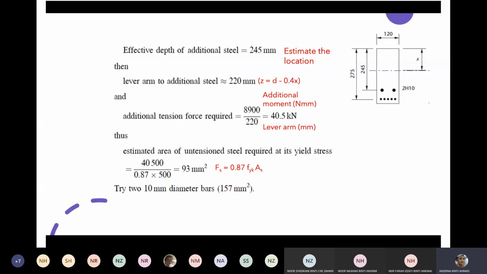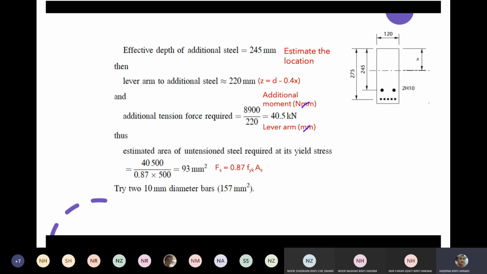Then the additional tension force required can be calculated. Since the value that we have just now is a value in moment, we have to divide this by the moment lever arm in order to get the value in tension force. So we have 8,900 divided by 220. We have the additional moment in Newton millimeter and the lever arm in millimeter, so we are left with only kilonewton. Therefore you can see here that we have 40.5 kilonewton.